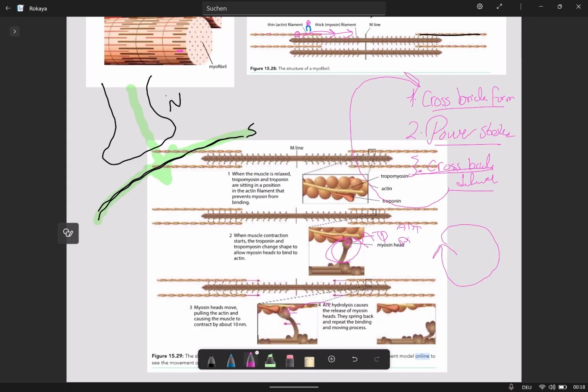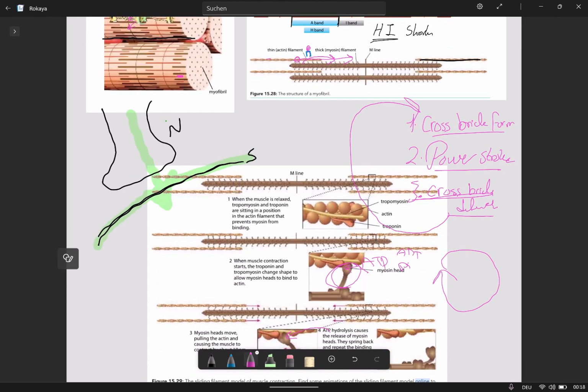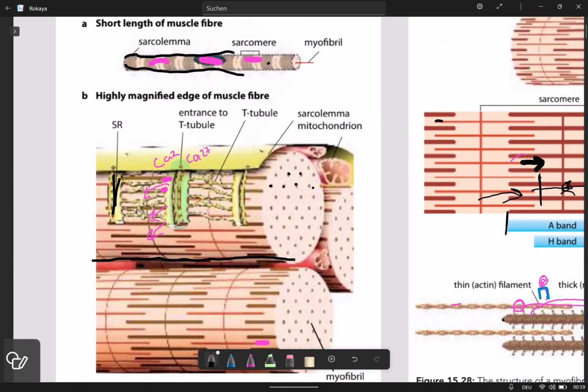It's a cycle. So this will keep happening till the neuron stops getting a transmission. Once the action potential stops and you no longer need to contract this muscle, the calcium ion channels here will close, and there are something called calcium ion pumps, which need energy.